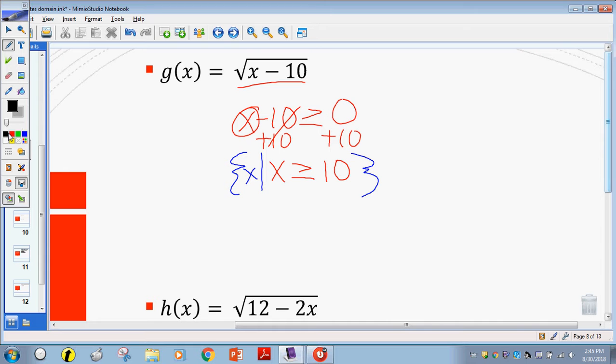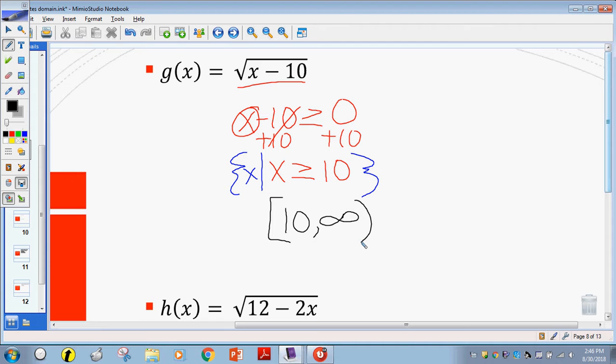Your interval notation is saying, what does this mean? This is saying that I am starting at 10 and going forever to the right. And so what is forever to the right called? Positive infinity. So I start at 10 and I go all the way to infinity. Because it's equal to, I'm going to use a bracket. And because infinity can't be included, I use a parenthesis. Those are the 3 ways you can write your answer. Which way you write depends on what the problem is asking of you.